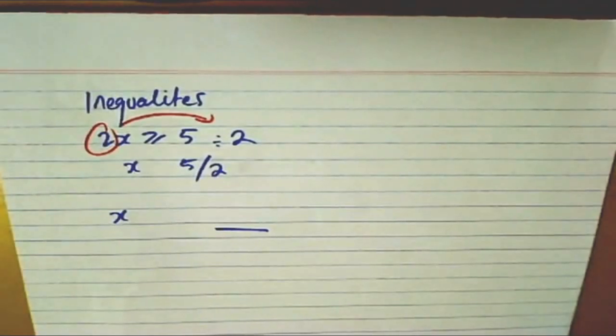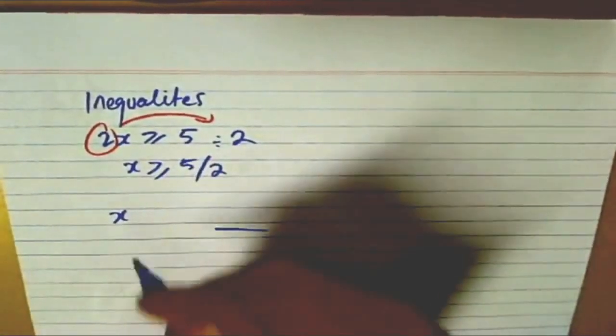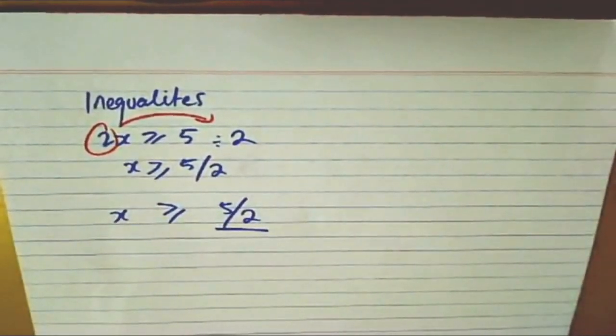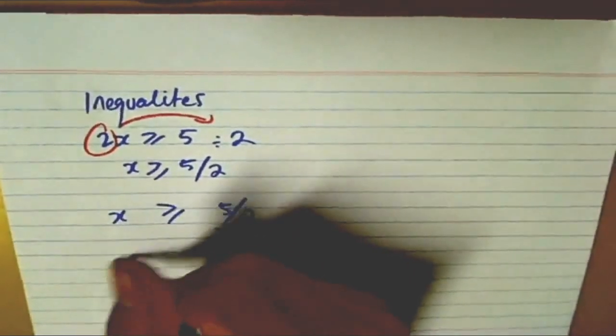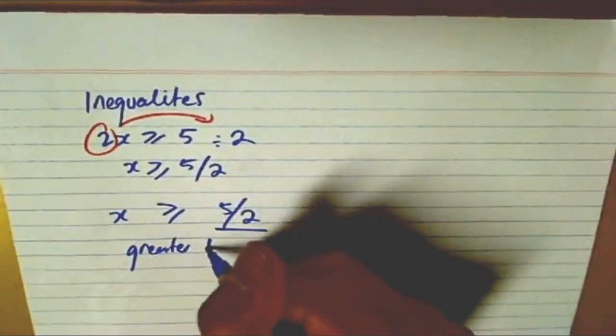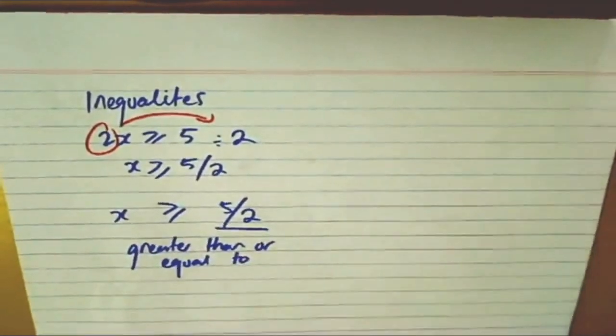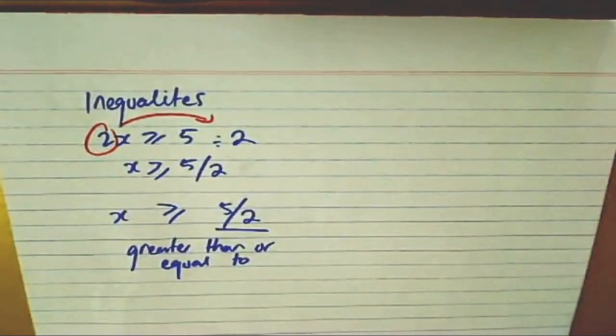What symbol should go into the center? The same thing. You want to keep it. So here's my final answer. See that? Now, what this means is x is greater than or equal to 5 over 2. You're going to have to be able to recognize those symbols, right? So make sure that when you see it, you can actually say it correctly.